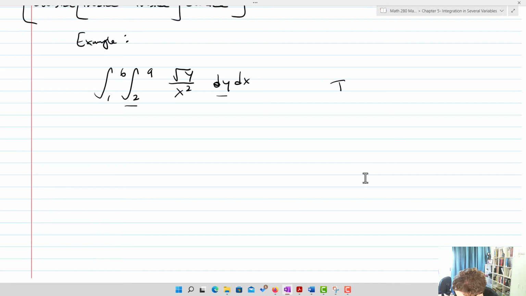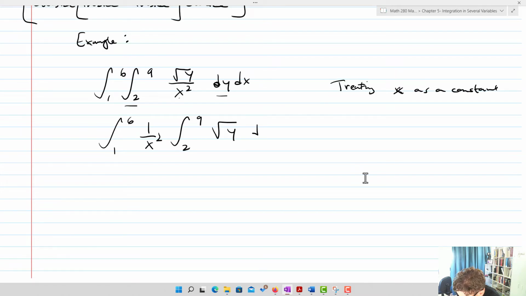So I'm going to start by treating x as a constant. What that means is that I could basically say, okay, 1 to 6, and then we'll make this 1 over x squared times the integral from 2 to 9, square root of y dy, then the dx. So then I'm just going to integrate with respect to y first.